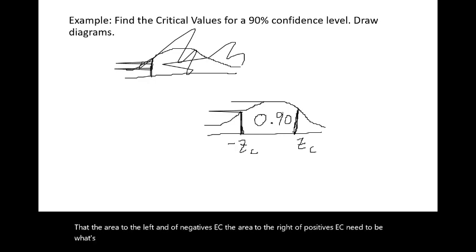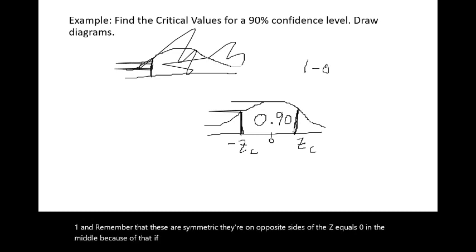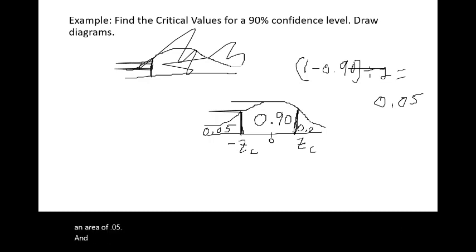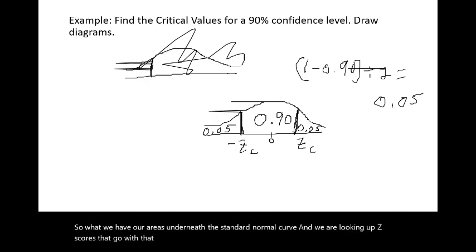If you remember, the total area underneath the standard normal curve is equal to 1. And remember that these are symmetric. They are on opposite sides of z equals 0 in the middle. So because of that, if you do 1 minus 0.90 and then divide that by 2, you're going to get 0.05. So 0.05 is going to be the area in each of these tails. So this tail will have an area of 0.05, and this tail will have an area of 0.05. What we have are areas underneath the standard normal curve, and we are looking up z-scores that go with that area. So the table that you are going to use is the inverse standard normal table.